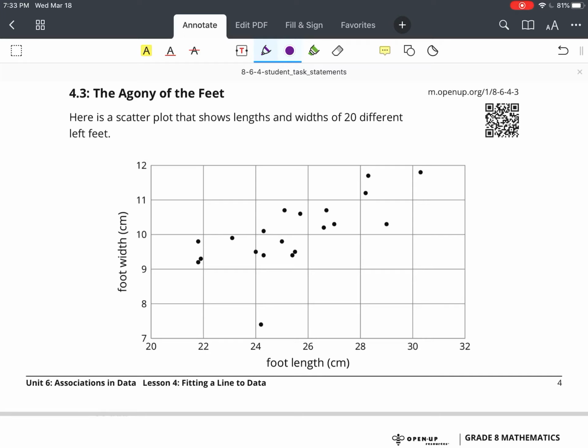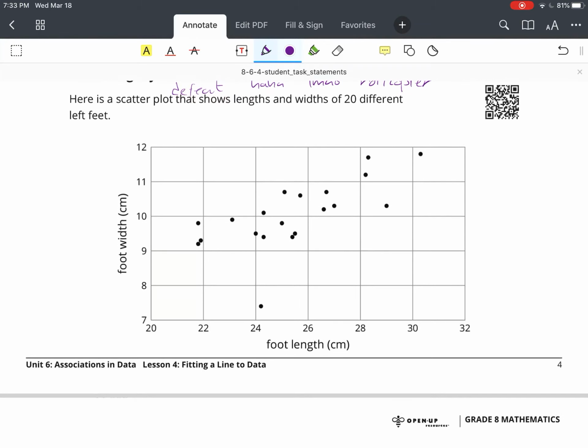The agony of the feet. Get it? The agony of the feet. Like the feet.